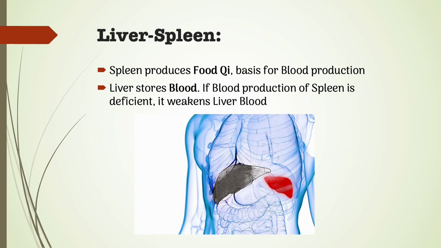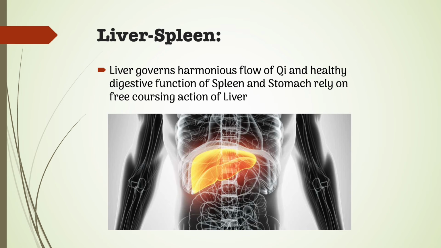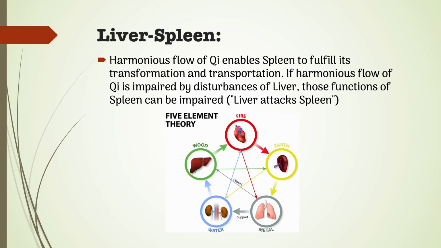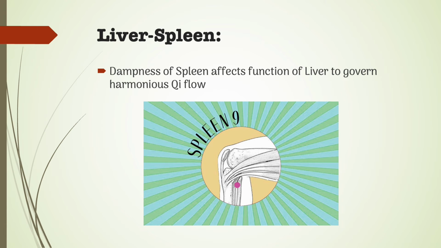Spleen produces food qi, which is the basis for blood production. Liver stores blood. If blood production of the spleen is deficient, it weakens liver blood. Liver governs harmonious flow of qi, and healthy digestive function of spleen and stomach rely on the free coursing action of the liver. Harmonious flow of qi enables spleen to fulfill its transformation and transportation. If harmonious flow of qi is impaired by disturbances of the liver, those functions of the spleen can be impaired. So this is the so-called liver attacking the spleen relationship in the 5-element theory. Dampness of the spleen affects the function of the liver to govern harmonious qi flow.